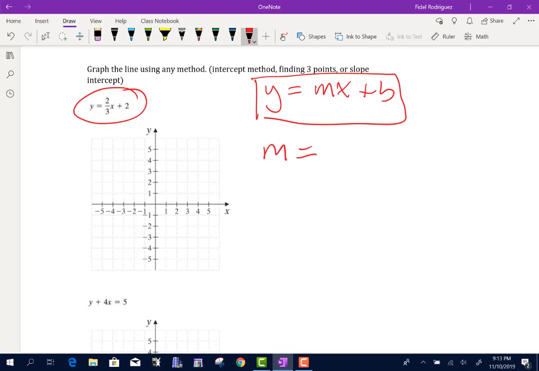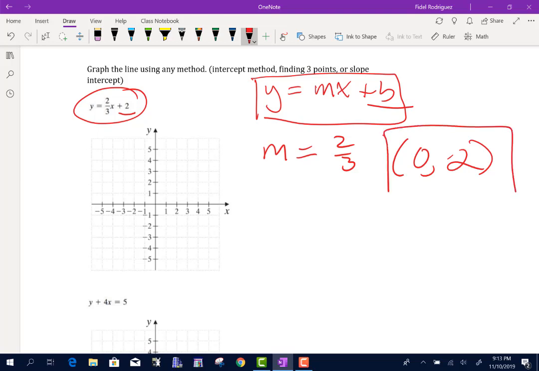M is the number in front of the x? Well, that's a 2/3, okay? And my x-coordinate is always going to be 0, and then whatever the number the b is here, well, that's going to be 0 and 2, okay? So just like we did earlier, guys, this is going to be my starting point. I'm always going to start with that. So 0 and 2, right here. And then since my slope is a positive 2/3, I'm going to go up 1, 2, 1, 2, and 3. Boom. And there's my line. Okay.